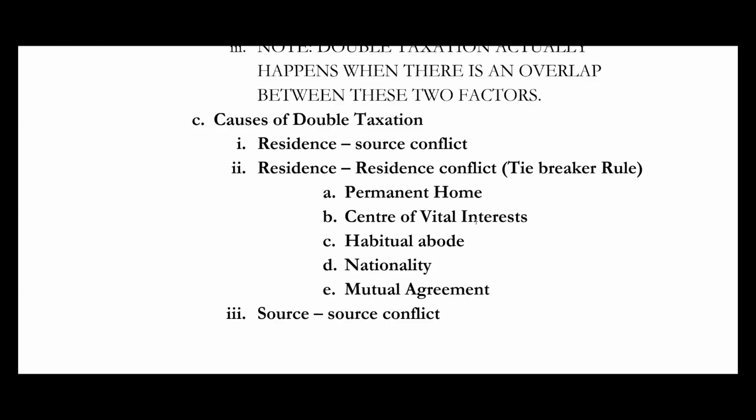So source conflict is, for example, if you're a Ghanaian, you take your salary, your company is in Ghana, but say you are working in Ivory Coast or Nigeria. Now, the Ghana authorities want to take tax because the company is here. Nigeria too can say that you are living in Nigeria and working. So that's a source conflict. These are the three types or causes of double taxation.